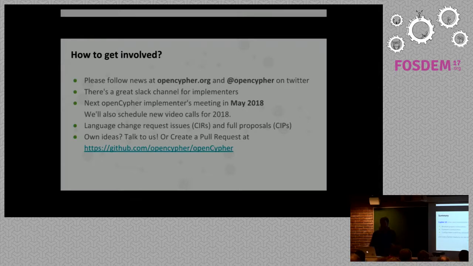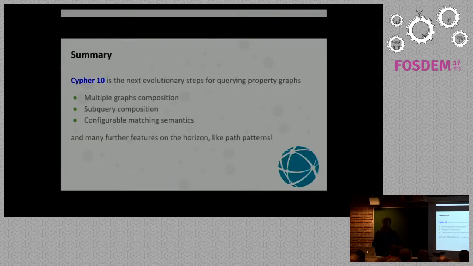And then, summary. So Cypher 10 is the next evolutionary step for querying property graphs. It will enable multiple graphs composition, subquery composition, configurable matching semantics, and potentially also other features like path patterns.